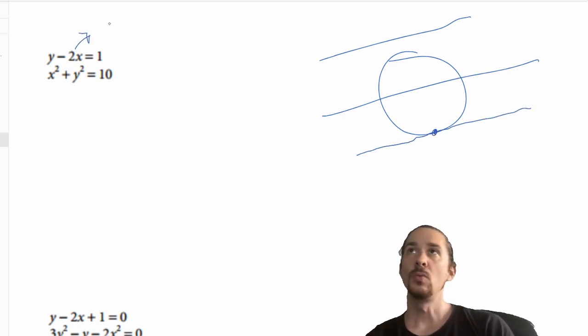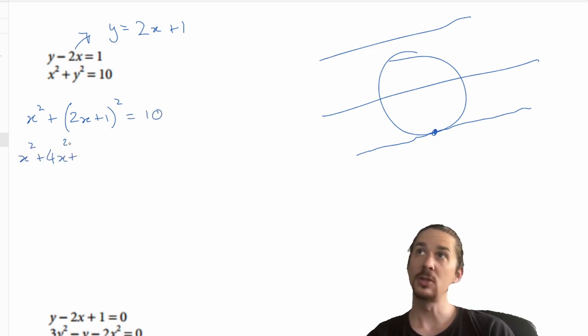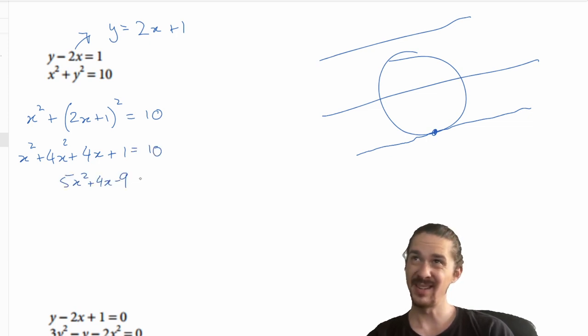So this is y equals 2x plus 1. I'm going to substitute that in now. So x squared plus (2x plus 1) squared equals 10. x squared plus 4x squared plus 4x plus 1 equals 10. 5x squared plus 4x minus 9 equals 0.